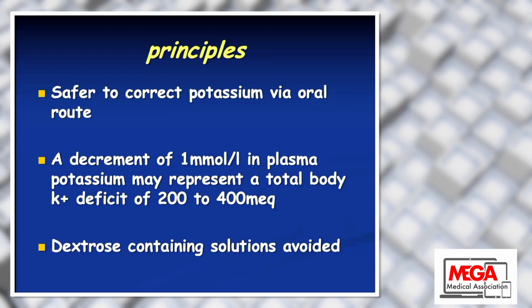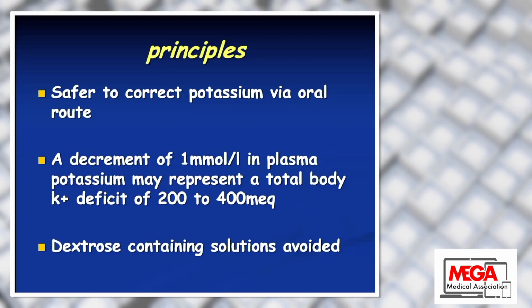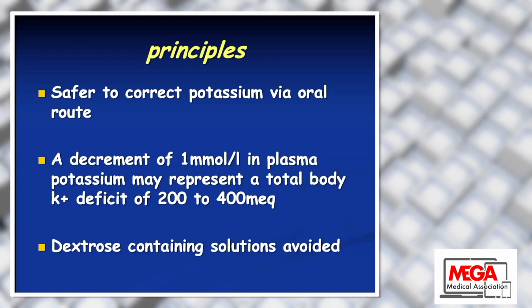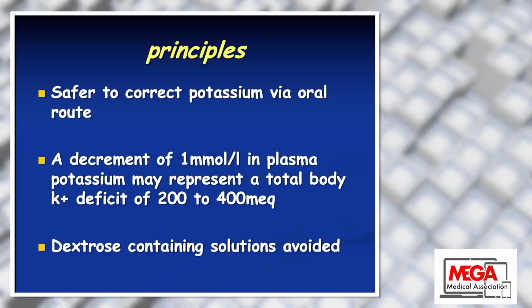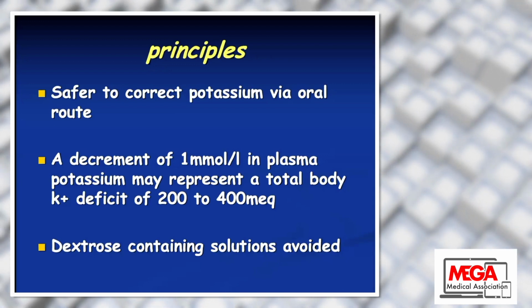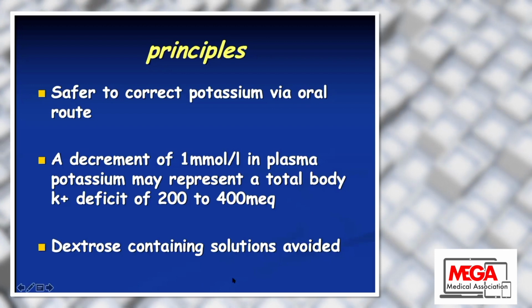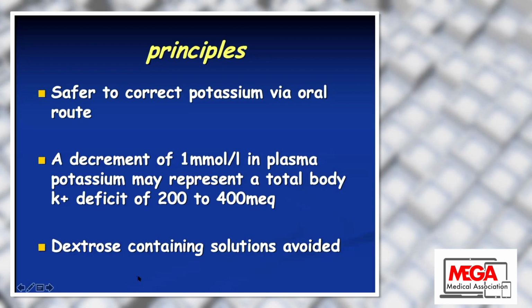Unlike in sodium imbalance or sodium deficit, the sodium is mainly intravascular, about 135 to 145, and only a small amount is intracellular, which is 10 milliequivalents. So there is a definite equation. We can calculate the sodium deficit and correct accordingly. Here, as a principle also, avoid dextrose-containing solution.